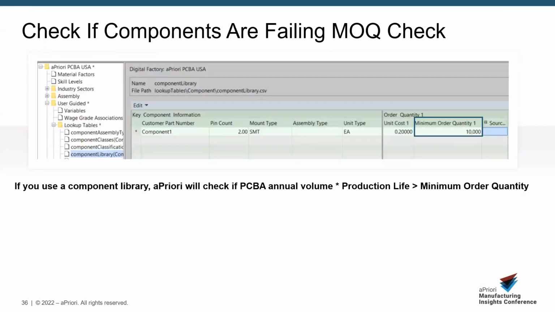So if you use a component library, there is a field in there for minimum order quantity. And you can put different prices for different MOQs. And aPriori will check if the PCBA annual volume times production life is greater than this minimum order quantity. So it is going to check if for a single PCBA, you are meeting this minimum order requirement.